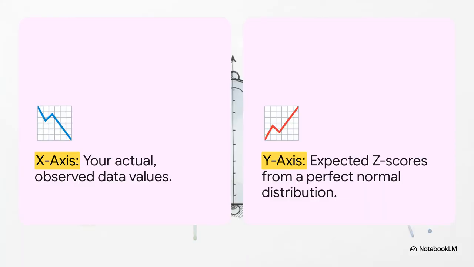And the logic behind it is actually pretty clever and not too complicated. On one axis, you've got your real-world data points. On the other axis, you've got these things called theoretical z-scores, which is just a technical way of saying, here's where those points should land in a perfect, normally distributed world. The whole idea is to see how well your reality matches up with that perfect ideal. The closer the match, the more normal your data is.